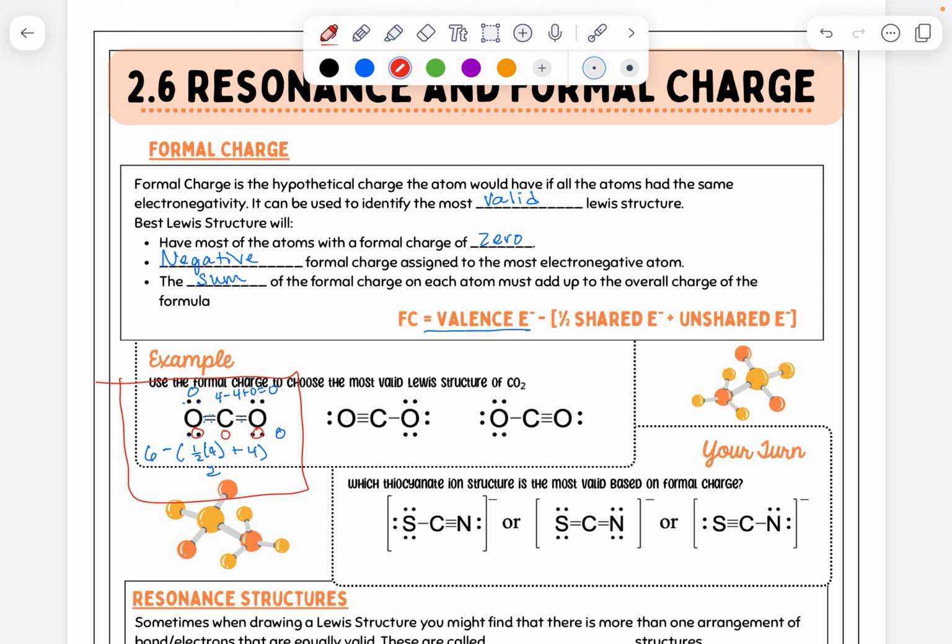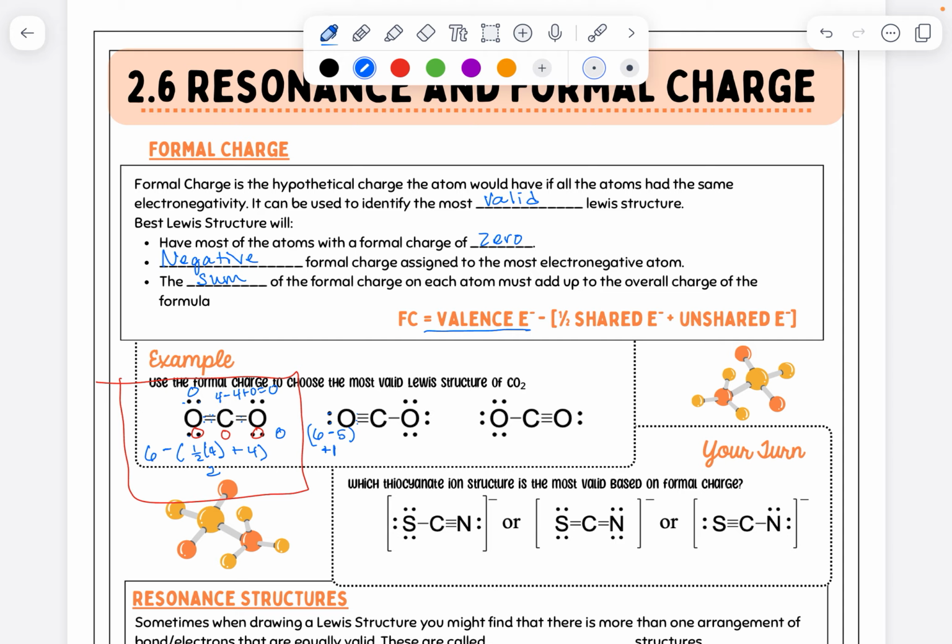But let's do the other ones. So this oxygen, again, has 6 valence electrons normally. Then we minus how many electrons it has attached to it, basically, is what I do. I do 1, 2, and then there's half of these, 3, 4, 5. So 6 minus 5 gives me 1. So that has a formal charge of +1.